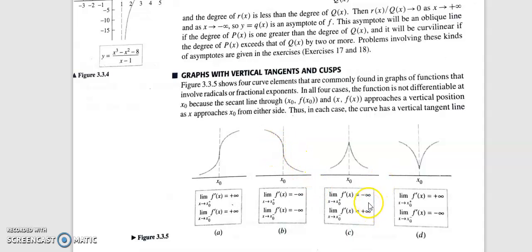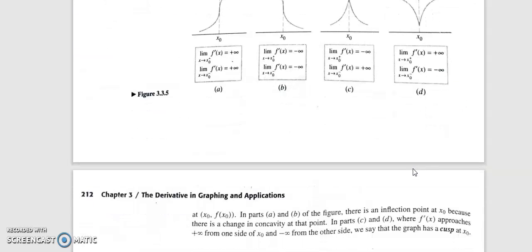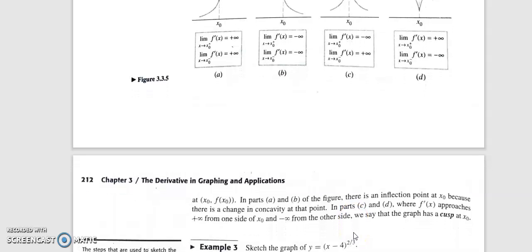Now if you have a combination of plus infinity and minus infinity, you will get what is called a cusp. These two are cusps, and the concavity is not changing in this case. In the first case x naught is an inflection point, because the concavity changes. In the second case, the graph has a cusp at x naught. The concavity is not changing.